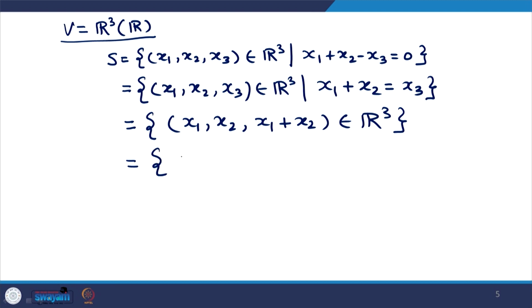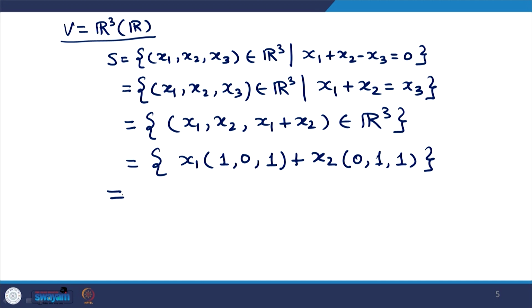This I can write as x1 times (1, 0, 1). So, 1 is coming from the first component. In the second component we do not have any x1, so x1 is 0 and then 1, plus x2 times (0, 1, 1).